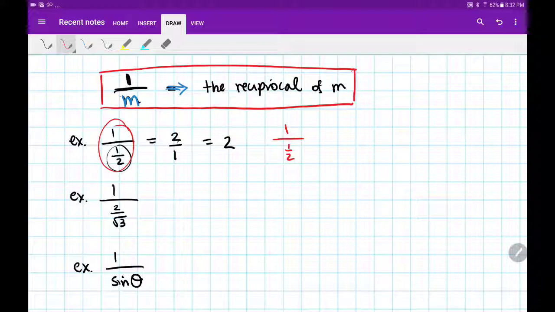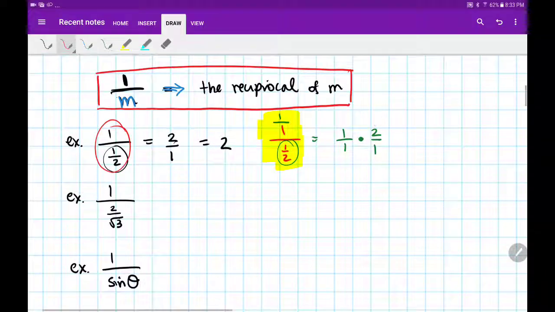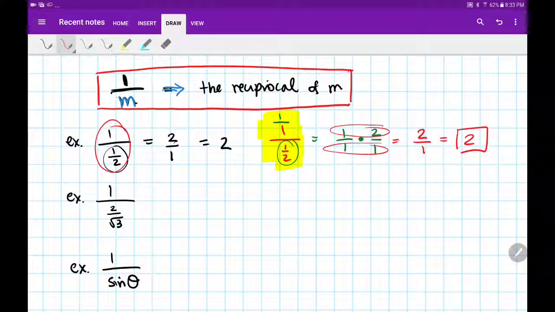I have a fraction within a fraction. So the way I'm going to deal with this is I'll put my numerator over 1, and now I'm going to rewrite it like this. 1 over 1, and I'm going to multiply by the reciprocal of the denominator. Remember that when we have a fraction divided by a fraction, we don't divide, we rather drop, switch, flip, or basically multiply by the reciprocal of the denominator. And then when we multiply fractions, we multiply straight across. So I have 1 times 2, which is 2, over 1 times 1, which is 1. Final answer is 2.